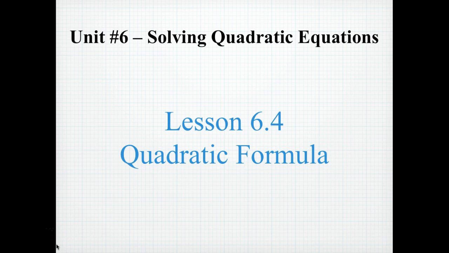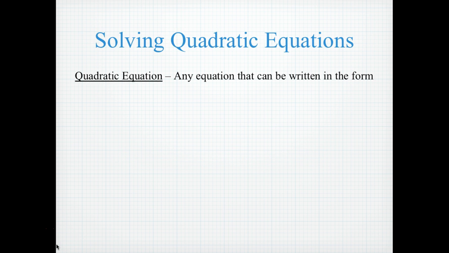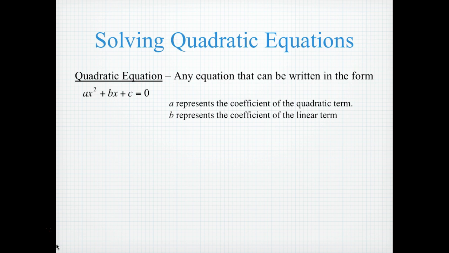Welcome to the fourth lesson in Session 6 on solving quadratic equations using the quadratic formula. A quadratic equation is any equation of the form a times x to the second power plus b times x plus c equal to 0, where a represents the coefficient of the quadratic term, b represents the coefficient of the linear term, and c represents the constant.